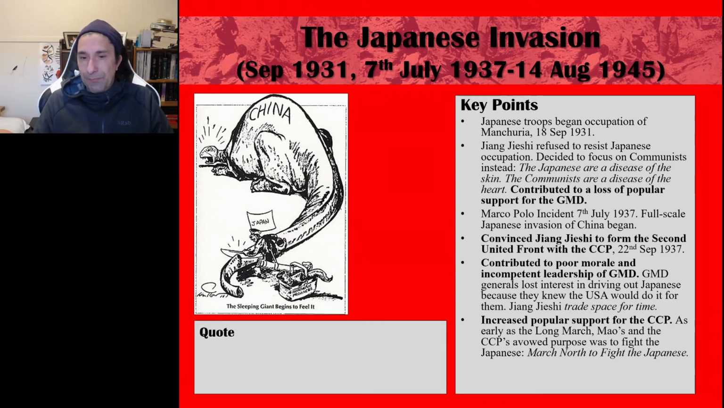Another key point of the Second Sino-Japanese War was that it increased, you can see there, increased popular support for the CCP. So if we go back to the Long March, where it says here, as early as the Long March, Mao's and the CCP's avowed purpose was to fight the Japanese. Well, they were also running away from the Kuomintang, so they wouldn't get attacked or destroyed by the Kuomintang.